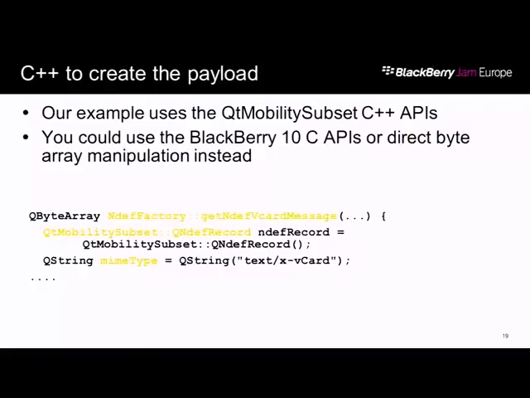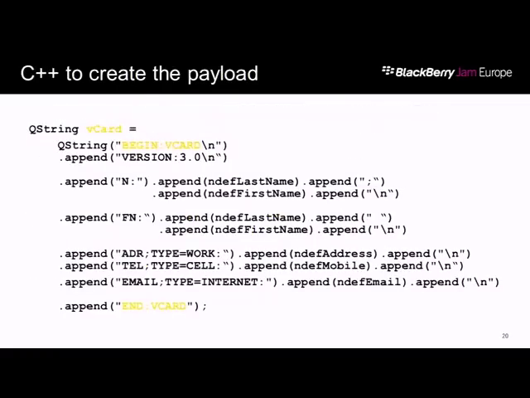So this was the method that I called from JavaScript. It returns a QByteArray. First thing I do is I create an NDEF record. I also create some other things. I actually create a QString with the MIME type of a vCard. I'm going to make use of those. And I'm using the Qt Mobility subset of APIs here in order to create and manipulate NDEF records. Very useful set of classes. It avoids you having to use the sort of lower level APIs.